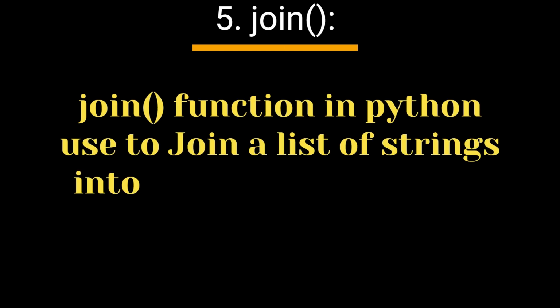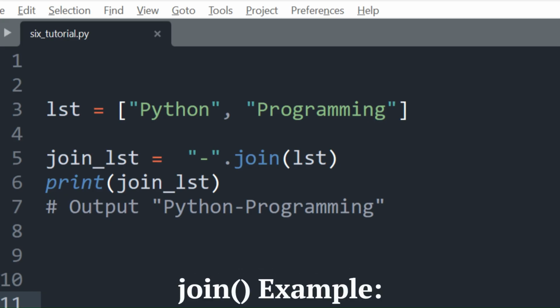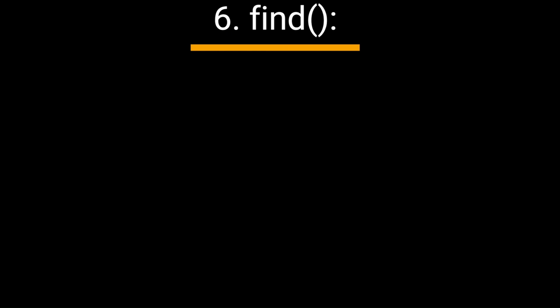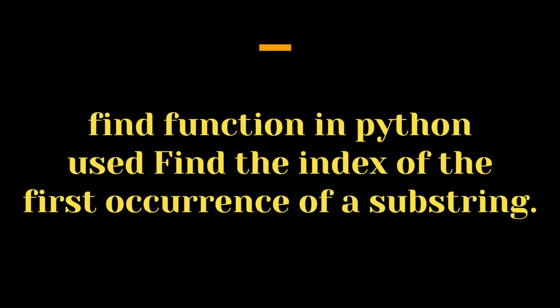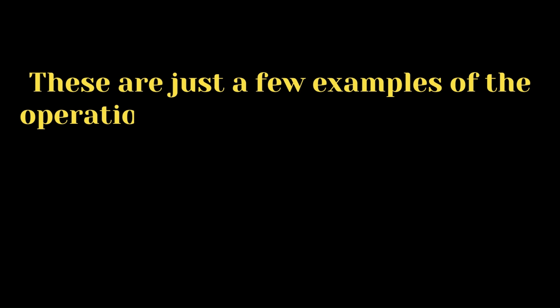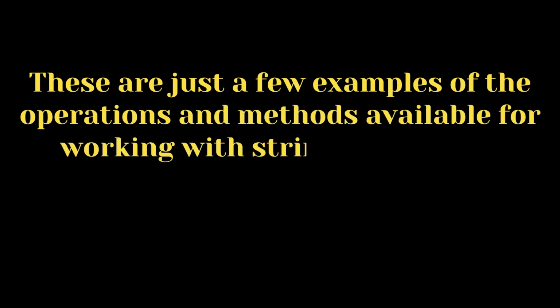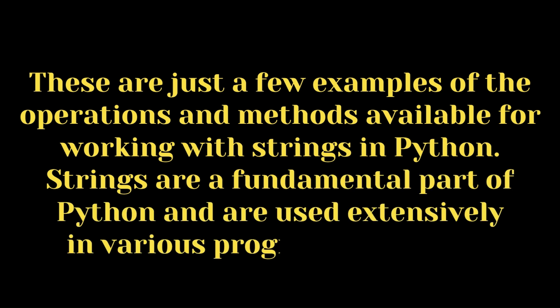5. Join function in Python. The join function in Python is used to join a list of strings into a single string using a specified separator. Here is the example. Run the Python file to see the expected result. 6. Find function in Python. The find function in Python is used to find the index of the first occurrence of a substring. Here is the example. Run the Python file to see the expected result. These are just a few examples of the operations and methods available for working with strings in Python. Strings are a fundamental part of Python and are used extensively in various programming tasks.